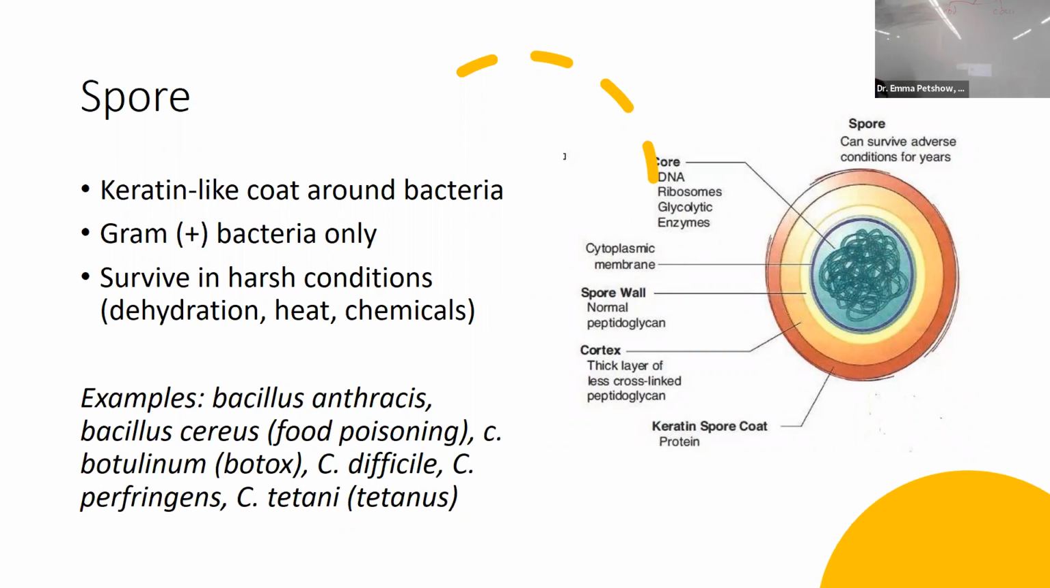So Bacillus cereus, food poisoning, C. botulinum, Botox, or botulinum poisoning, C. difficile, C. perfringens, C. tetani, tetanus. These are all Clostridium species. So Bacillus and Clostridium can create spores. They're all gram-positive. This is a great differentiation pathway.